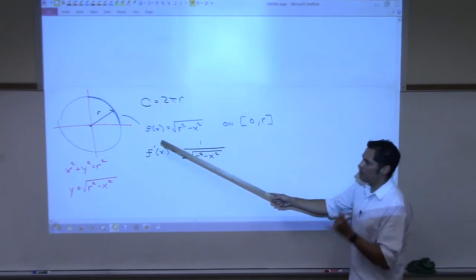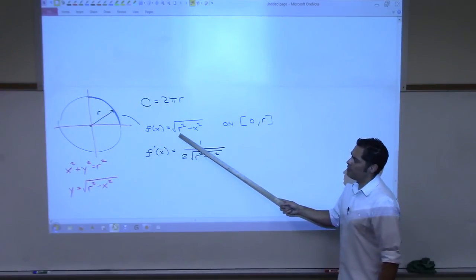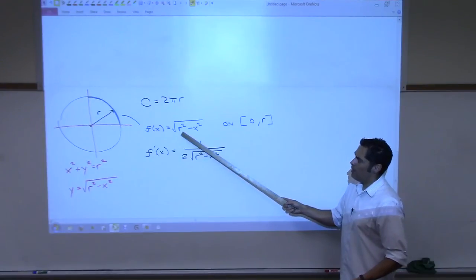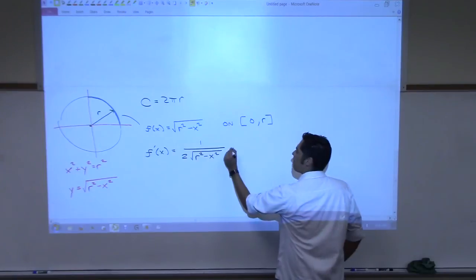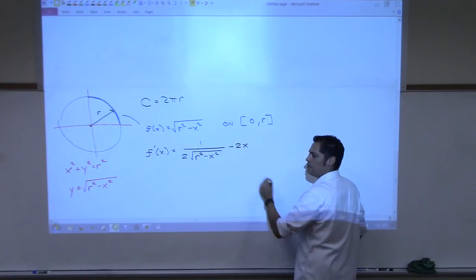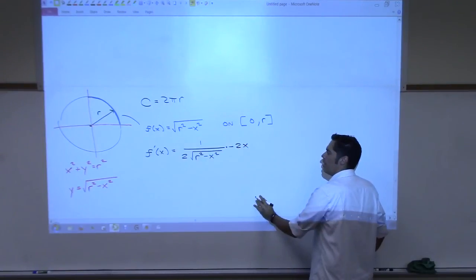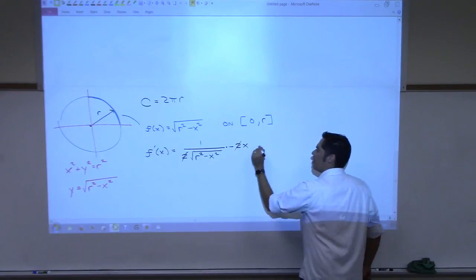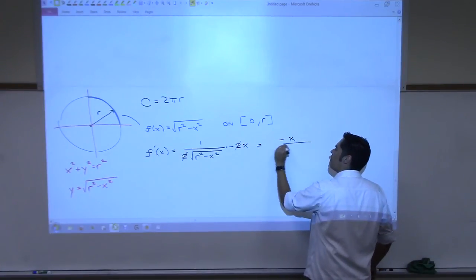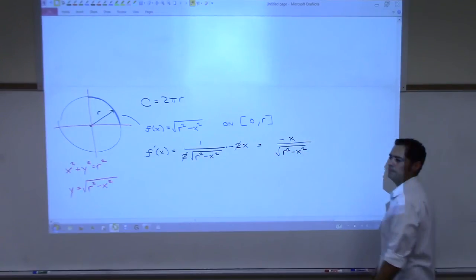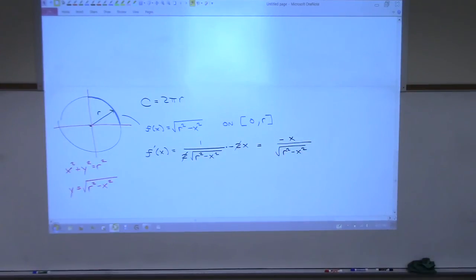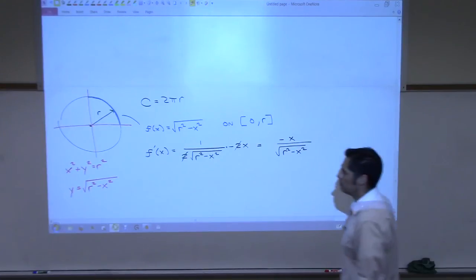R is a fixed number here. So what's the derivative of a constant? 0, and then derivative of negative x squared is negative 2x. Yeah? That's times right there. And the 2's cancel, and I still have a negative x on top, and on the bottom I have square root r squared minus x squared, like that. That's f prime. Square it.